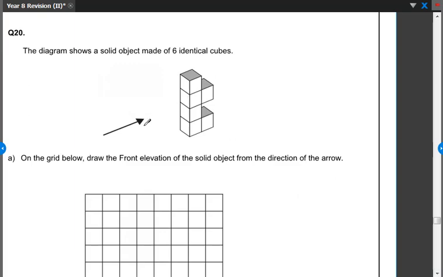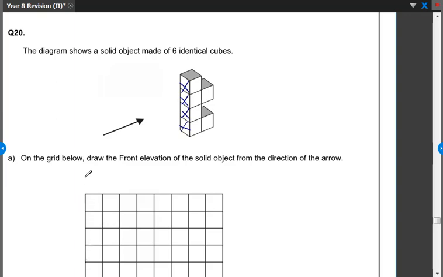We didn't really have to do this. I don't know what this is doing on it. But anyway, the diagram shows a solid object made of 6 identical cubes. On the grid, draw the front elevation. Looking from this way, you're only going to see that, that, and that. I don't think this is going to come up.